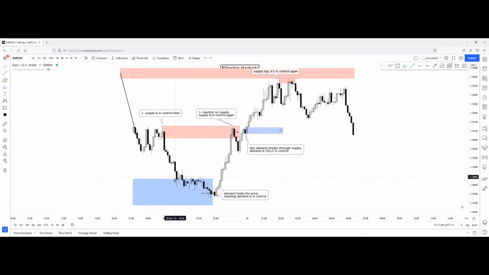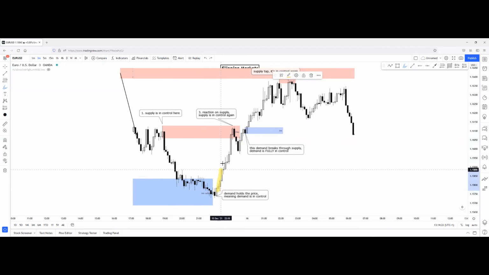Okay, after this, price stepped into this demand zone and had a strong rejection in it, which means demand took over control from supply. But it isn't a full control, because as you can see, we still have this supply zone up here. And if price steps into this supply zone and reacts on it, supply will be in control again. If price breaks through this supply zone, demand will be fully in control. But in this region between the demand and the supply zone, demand will be just partly in control.